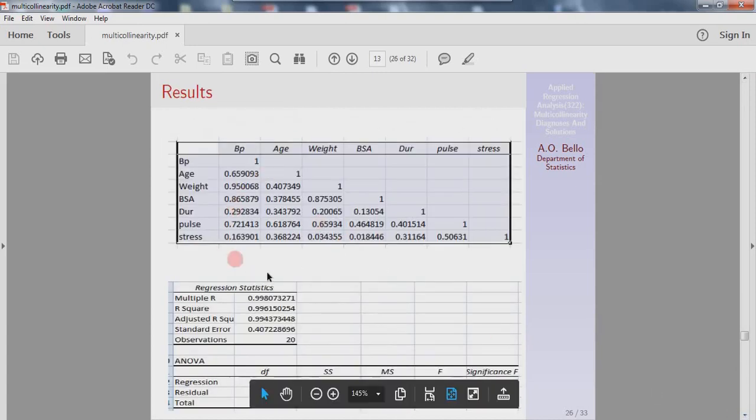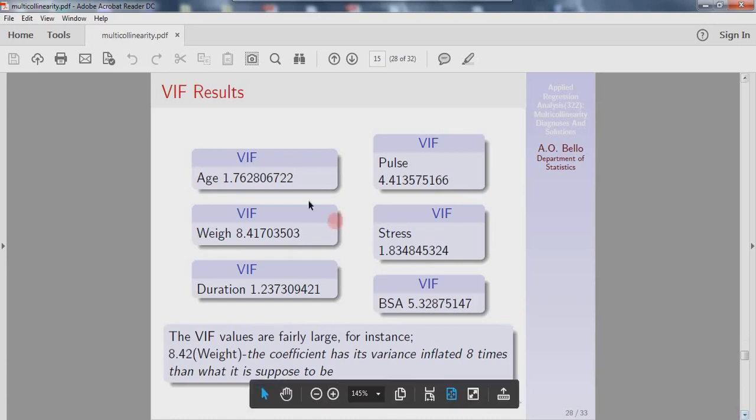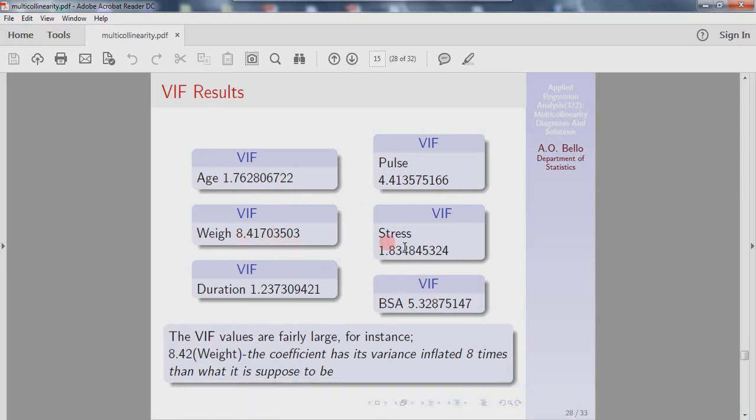Okay, these are the results we have discussed earlier. These are also the results. So these are the variance inflation factors. This is for the age, this is for the pulse, this is for the weight, this is for the stress, body surface area, and this is for duration. We can see basically where we need more attention is in the body surface area 5.38, the weight 8.4, and also the pulse.